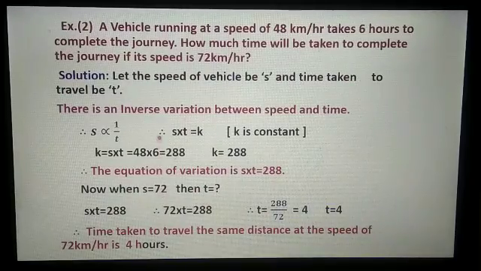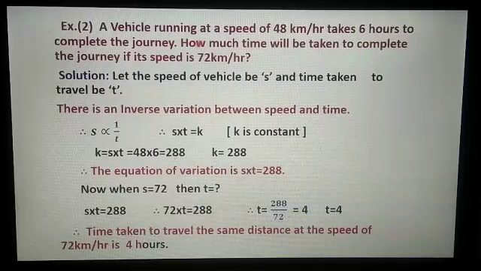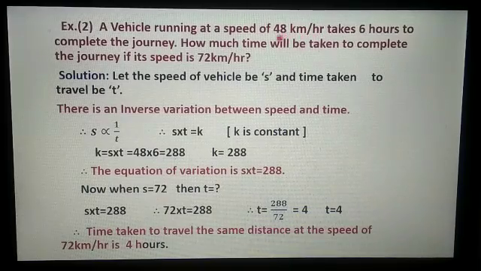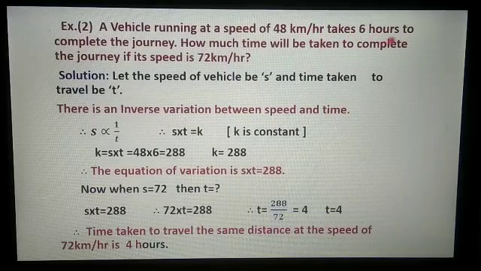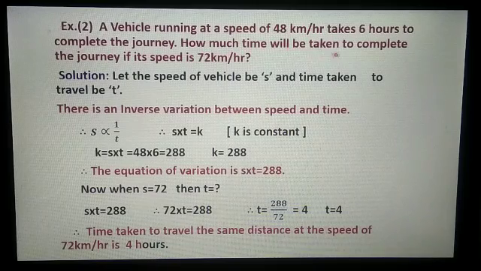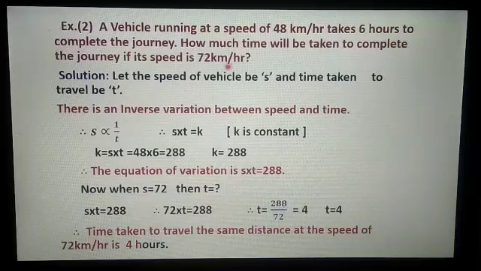Example 2. Here a vehicle is running at a speed of 48 km per hour. Okay. Means in 1 hour the vehicle runs how much distance? 48 km. But the speed is given as 48 km per hour. It takes 6 hours to complete the journey. How much time will be taken to complete the journey if its speed is 72 km per hour? Means here you have to find the time and speed is given. So speed is increased here.